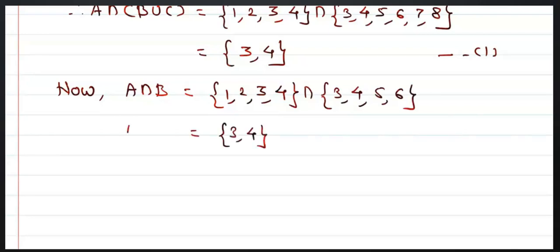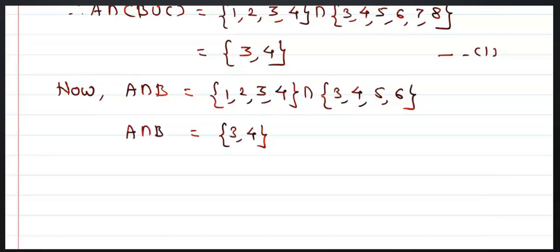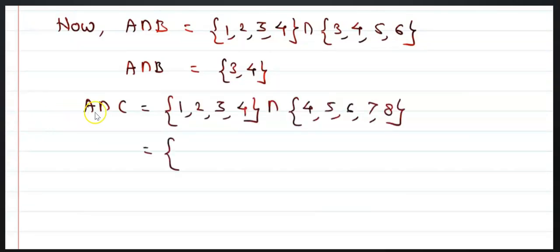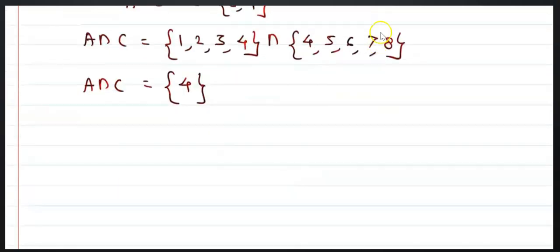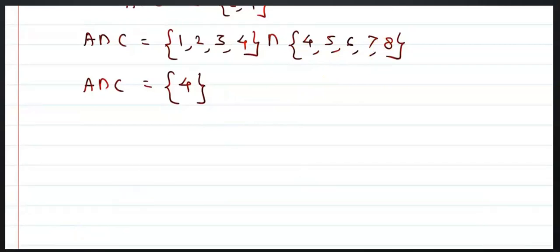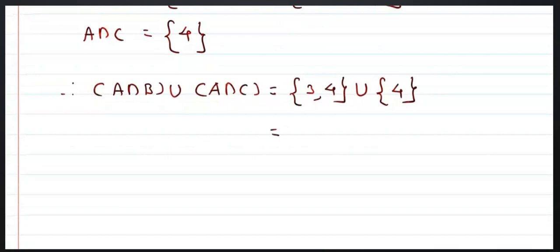3, 4, 5, 6. Now what is the common? 3, 4 is common. Therefore, A intersection C is equal to 1, 2, 3, 4 intersection 4, 5, 6, 7, 8, and they all have 4 as a common element. Therefore, A intersection B union A intersection C is equal to 3, 4 union 4, and that is nothing but 3, 4.